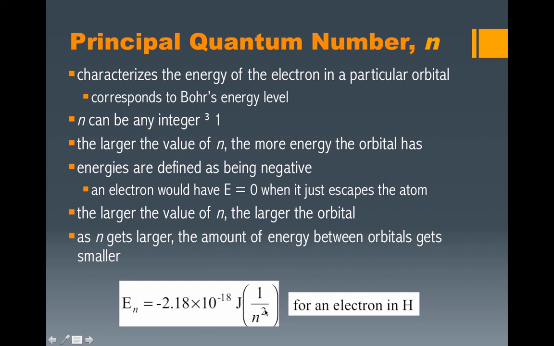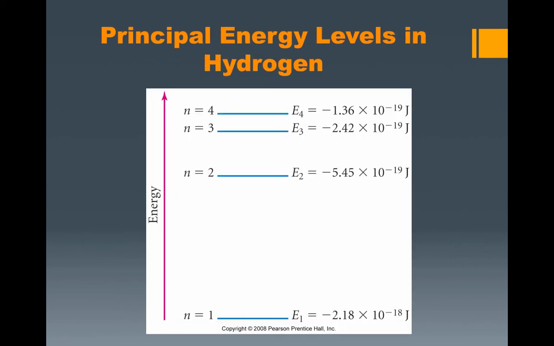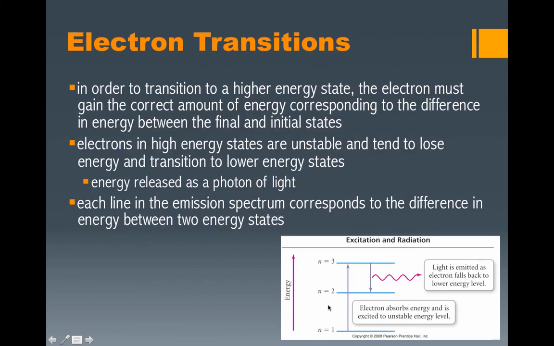The larger the value of n, the larger the orbital. And as you get larger, the amount of energy between orbitals gets smaller. So if we look here, the equation E sub n, where n stands for the principal quantum number, is equal to negative 2.18 times 10 to the negative 18th joules times 1 over n squared. This tells you the energy contained in each orbital.